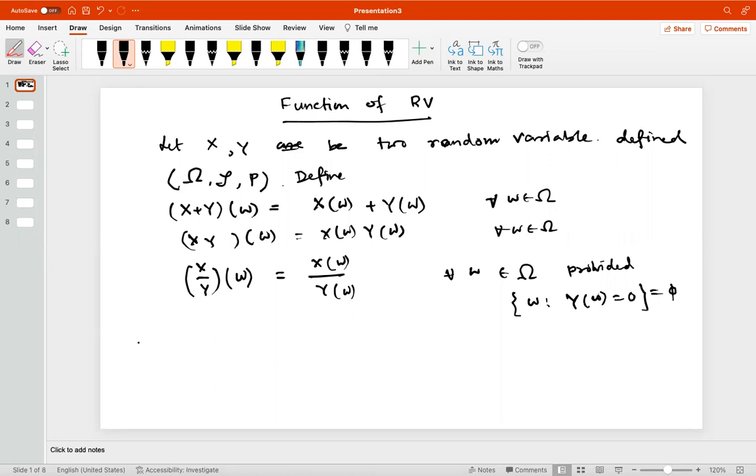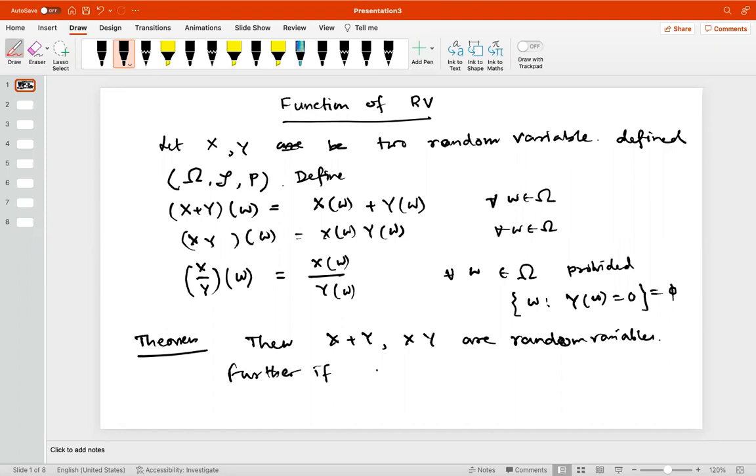Now, what is the important theorem? The proof is in any standard book, in Rohatgi also. I do not give the proof here. The theorem is this: if X and Y are two random variables, then X plus Y and X into Y are random variables.